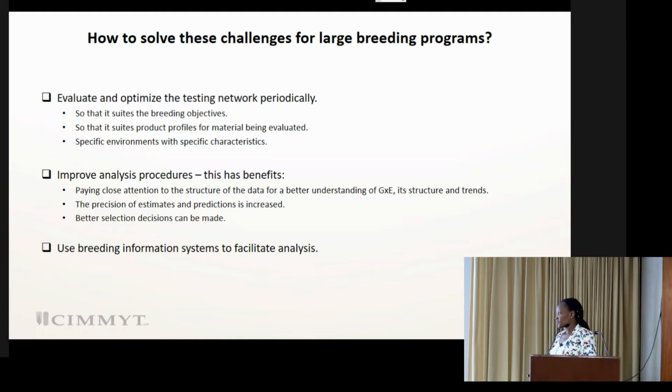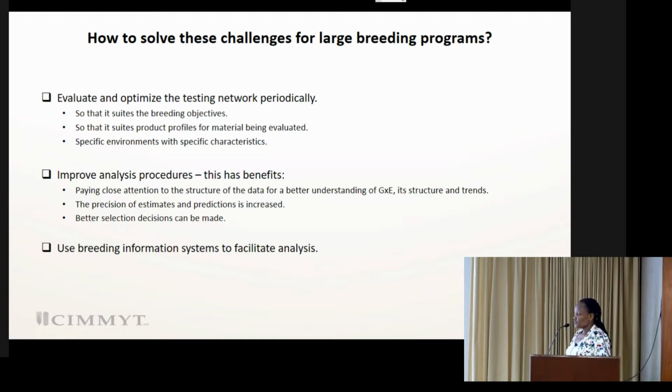Improving analysis procedures is one way which is very helpful. All these are benefits for improving analysis. We will pay close attention to some of these unbalanced structures of the data, these multi-layers which I spoke about earlier on, to make sure that as we do our predictions, our estimations, we really come up with meaningful results.